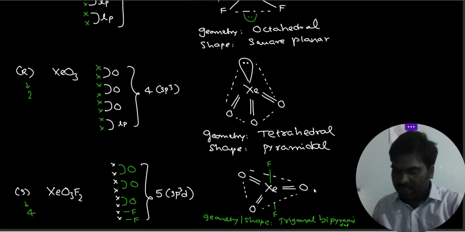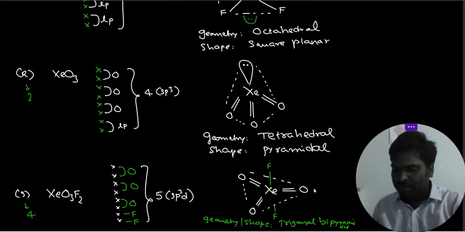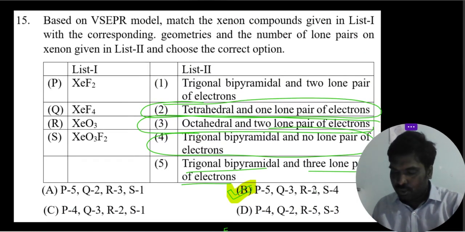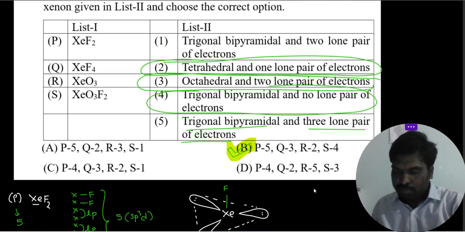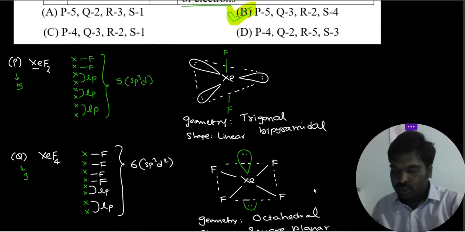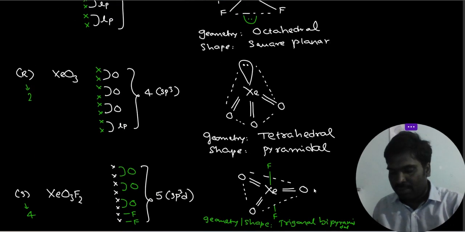So for the last one, shape and geometry are both the same, trigonal bipyramidal, with no lone pairs on the central xenon atom. That's why it matches with 4. So P is matched with 5, Q is matched with 3, R is matched with 2, and S is matched with 4. It is a moderate question from the chemical bonding lesson.